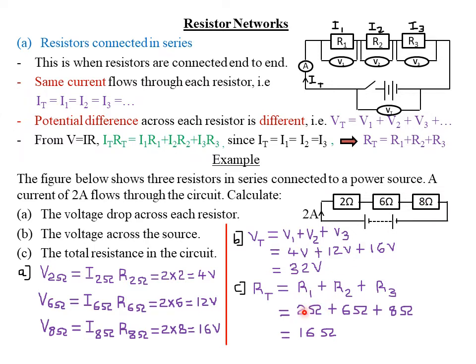Therefore we simply add, so R total shall be 2 plus 6 plus 8 ohm, which gives us a total of 16 ohm. So that is the total resistance through the circuit. Sometimes we can use the word effective resistance or equivalent resistance.